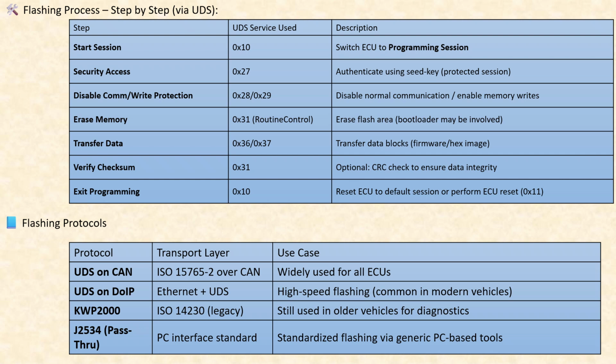Now, when it comes to KWP 2000, ISO 14230, it is still used in older vehicles for diagnostics. All right. And last but not least, J2534, which is a pass-through protocol, and I already discussed pass-through protocols in the previous lessons. The transport layer is the PC interface standard, with standardized flashing via generic PC-based tools. So these are the various flashing processes and flashing protocols which are a part of vehicle testing. Understand this carefully.